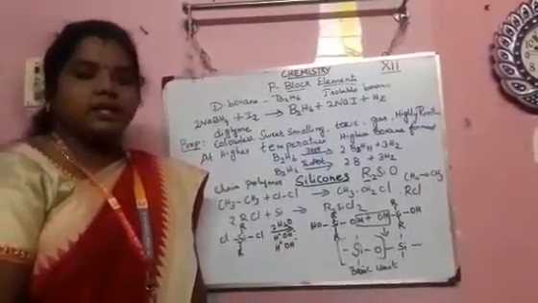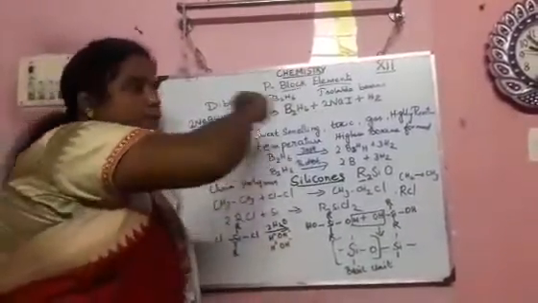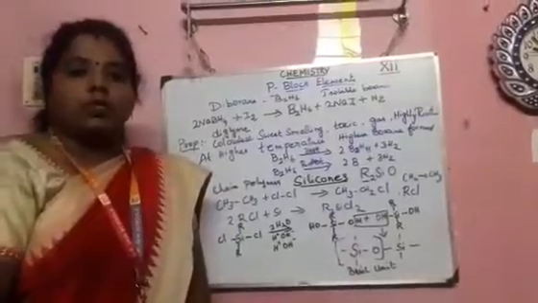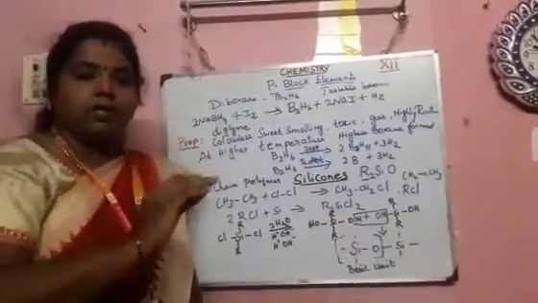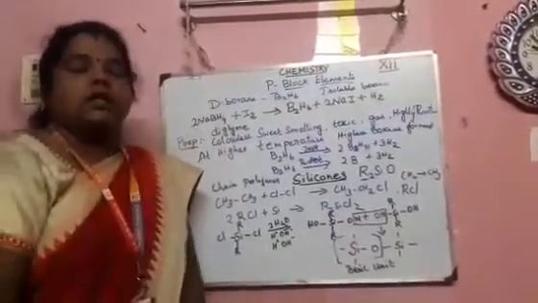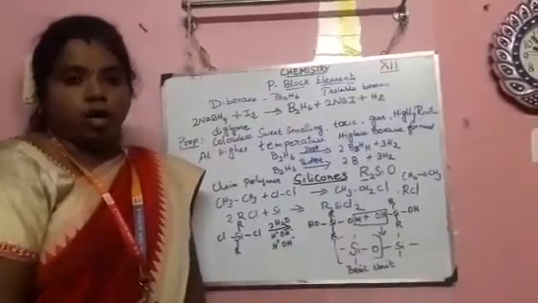Today for the 12th standard, I am going to explain the topic, P block elements. The P block elements have the group numbers from 13 to 18. The first group, group 13, is the boron group.